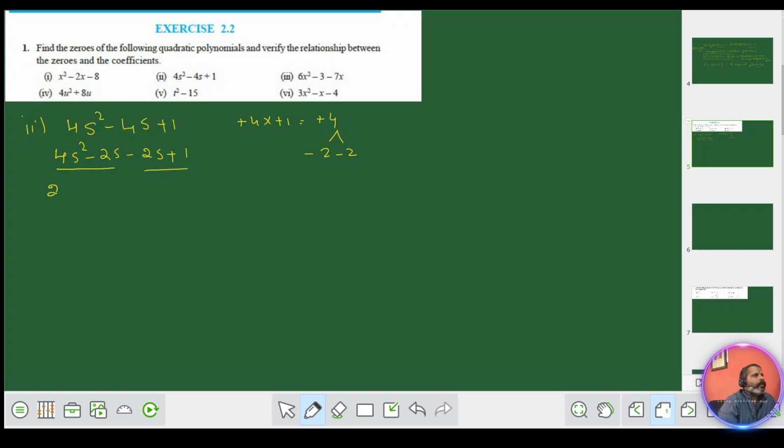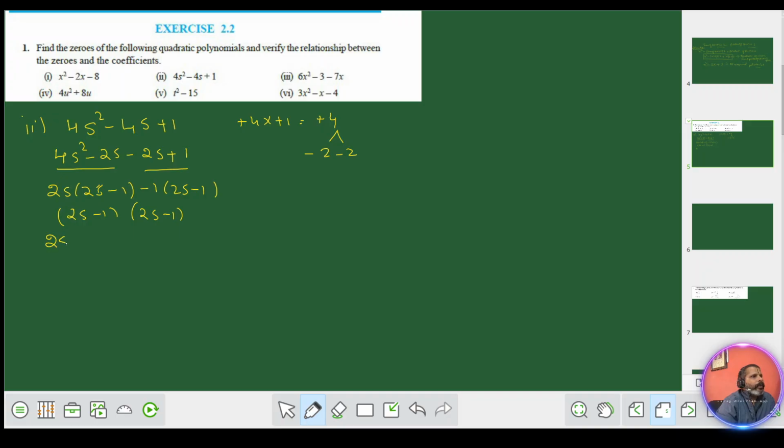Take a common in these two. 2s, if you take, 2s minus 1, minus 1 if you take, 2s minus 1, because there is nothing common in 2s and 1. So the brackets are the same. We write 2s minus 1 and the remaining is 2s minus 1. They look similar because it is a quadratic polynomial having equal roots.